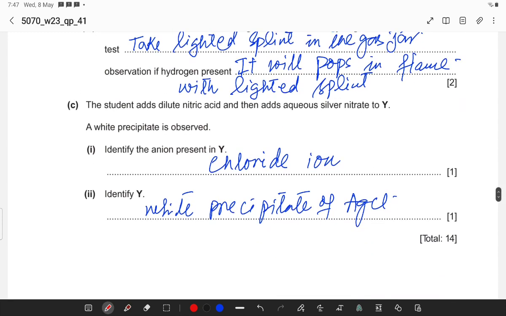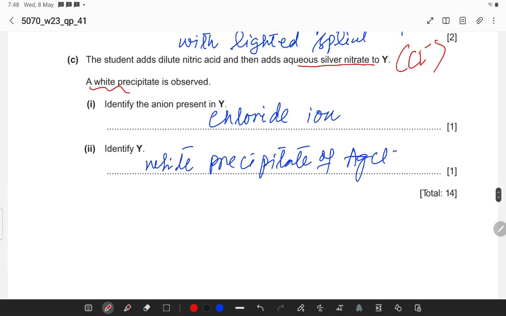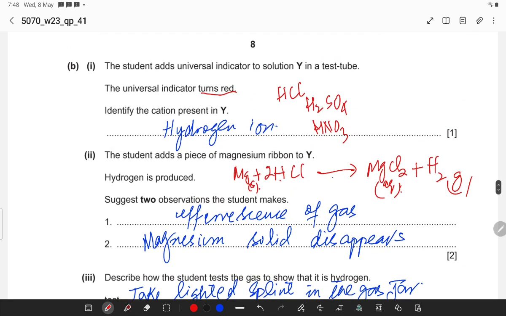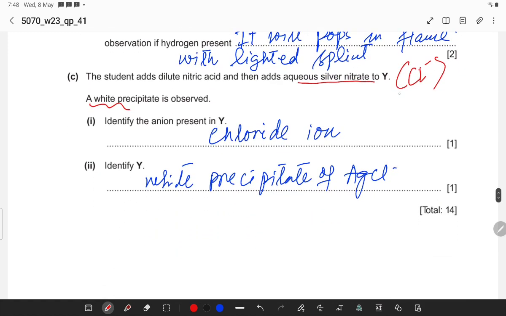Now next the student adds dilute nitric acid and then adds aqueous silver nitrate to Y. A white precipitate. This is the test of chloride ion. So you can confirm the test written at the back. Identify the anion present means this is the cation H positive and the anion is chloride ion. It means HCl acid is present in the Y. So the anion is chloride ions and cation is H positive.